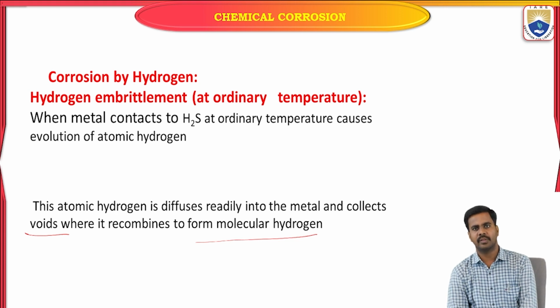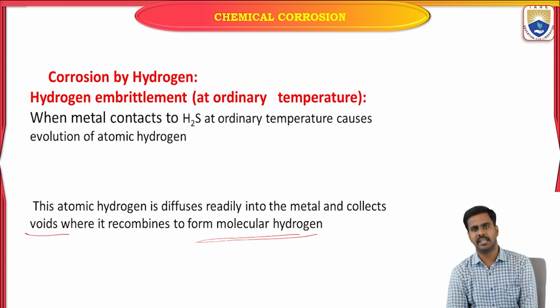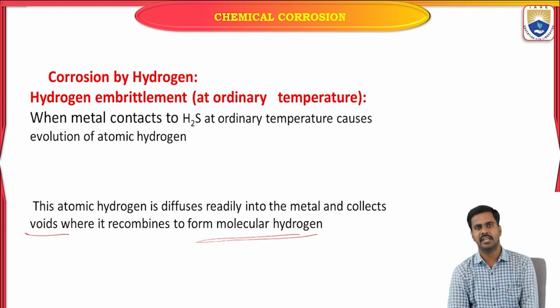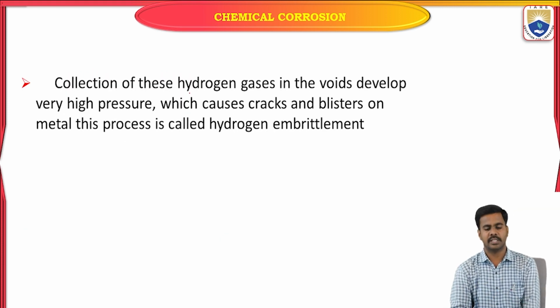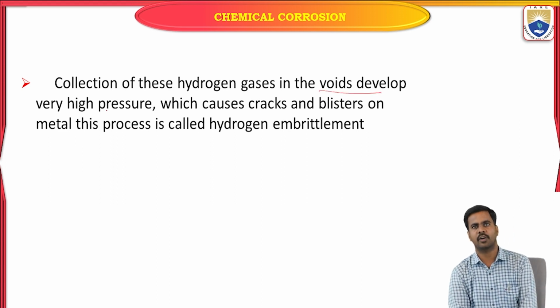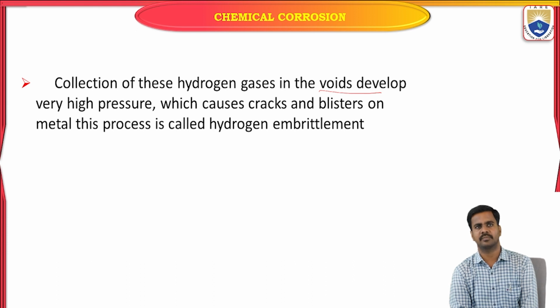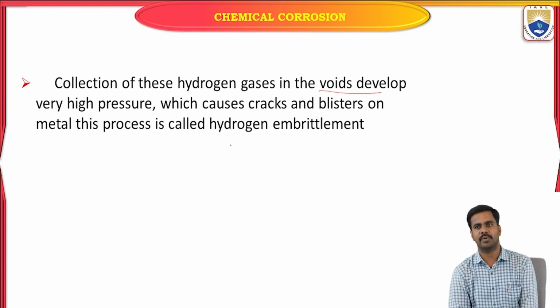So the volume of molecular hydrogen gradually increases in the voids of the metal, and embrittlement occurs. So that is hydrogen embrittlement. This type of destruction process takes place at ordinary temperature. The accumulation of these hydrogen gases in the voids develops very high pressure, which causes cracks and blisters on the metal. So this process is called hydrogen embrittlement.